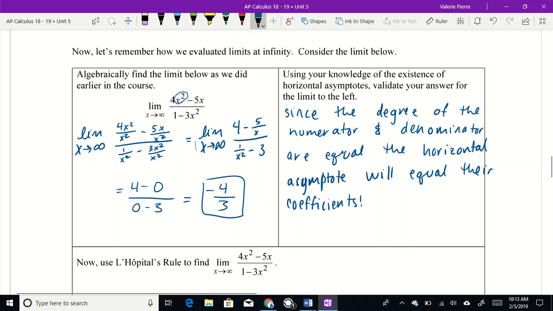So the degree of the numerator is x squared, and the degree of the denominator is x squared. So therefore, the horizontal asymptote is equal to the coefficient of the highest degree in the numerator, which is 4, over the coefficient of the highest degree of the denominator, which is negative 3. That is equal to negative 4 thirds.